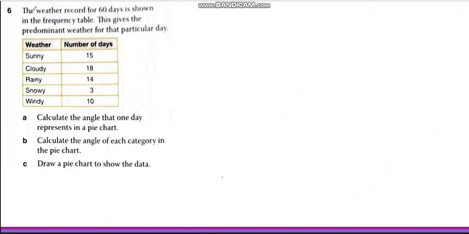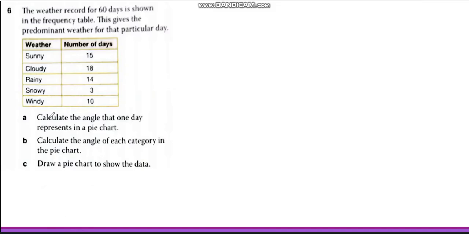In question number 6, it says the weather record for 60 days is shown in the frequency table. This gives the predominant weather for that particular day. And the weather is actually recorded for 60 days. So there are 15 days which were sunny, and there were 18 days which were cloudy, and so on. The information is given here.